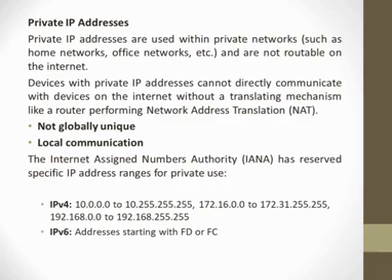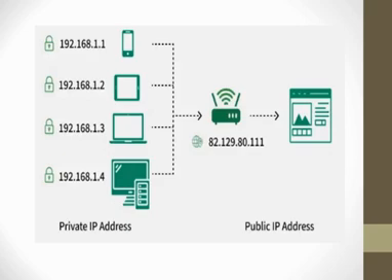So private IP addresses are used within private networks such as home networks, office networks, etc., and are not routable on the internet. So it is not globally unique, it is for local communication. For mobile, tab, laptop and computer, we have separate IP addresses that are known as private IP addresses, whereas the public IP address is that of the Wi-Fi or the modem that we have set up for the particular organization, which can be accessed through common forums, and that is known as the public IP address.